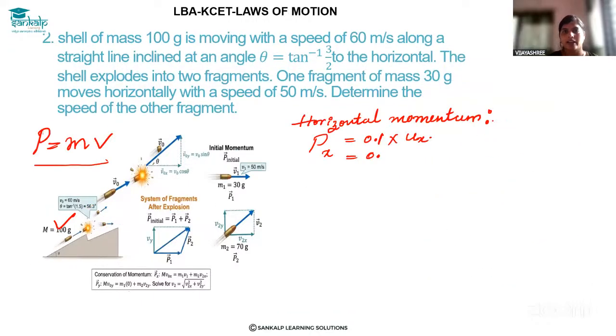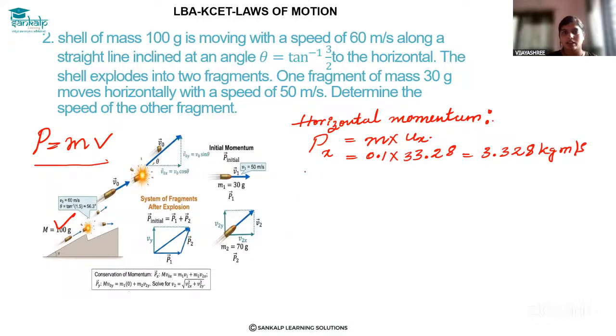I will write it in detail. m into ux, don't get confused, m into ux which is equal to 0.1 into the initial velocity, which is 33.28. When we simplify this, look, 0.1 into 33.28 which is equal to 3.328 kg meter per second.